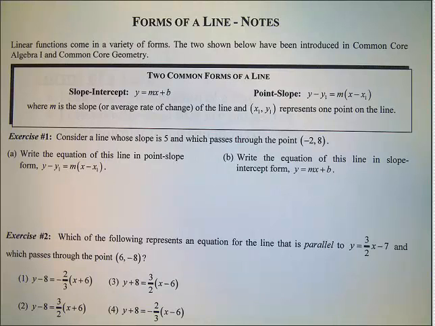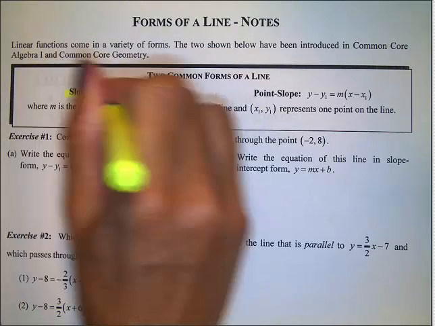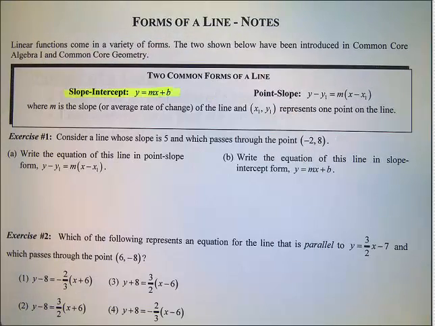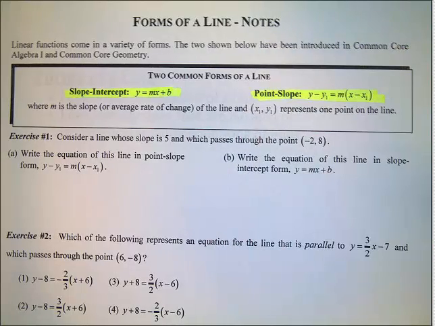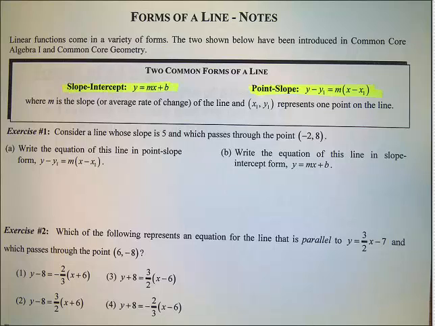Linear functions come in a variety of forms. The two shown below have been introduced in Common Core Algebra 1 and Common Core Geometry. Make sure you know slope-intercept, which is probably the most common, and point-slope, which is sometimes easier if you're given 2 points. m is the slope, or the average rate of change of a line, and x sub 1 and y sub 1 represent a point on the line.